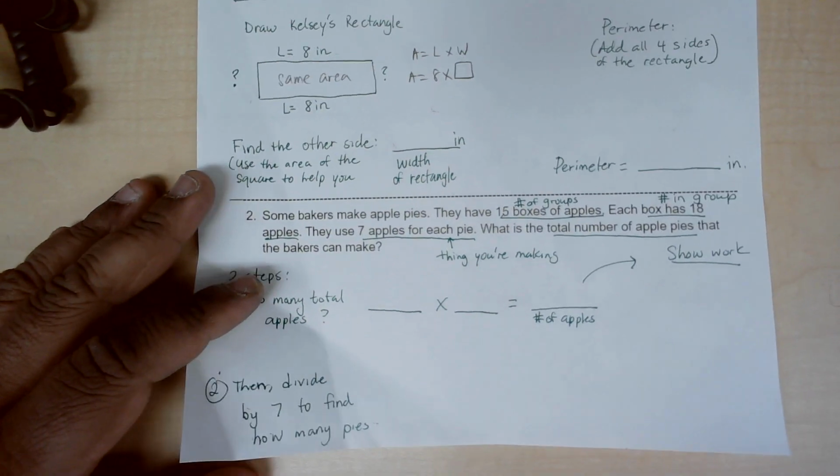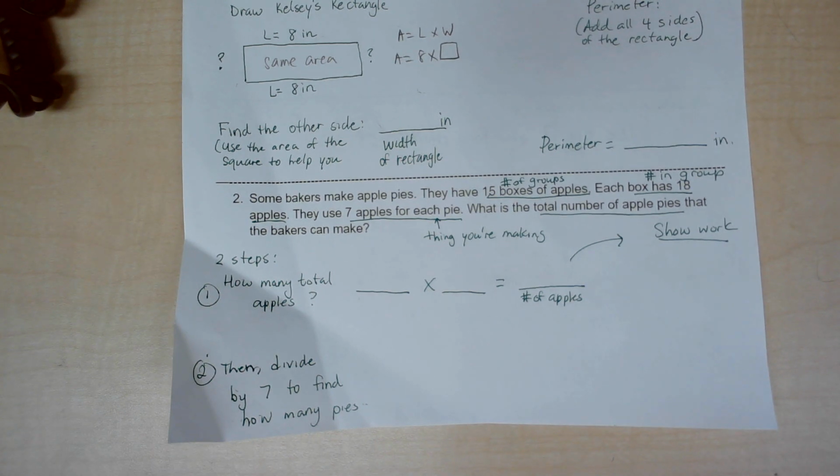All right, number 2. Some bakers make apple pies. They have 15 boxes of apples, so that's how many groups of apples they have. Each box has 18 apples. So you got 18 apples, that's the number in the group. They use 7 apples for each pie, so that's the thing you're making. You're making apple pies. What is the total number of apple pies that the bakers can make?